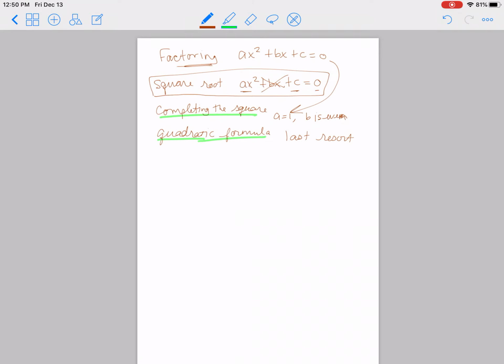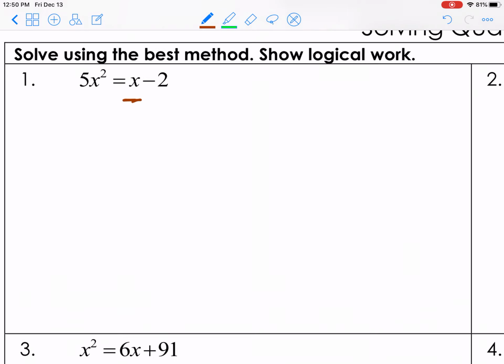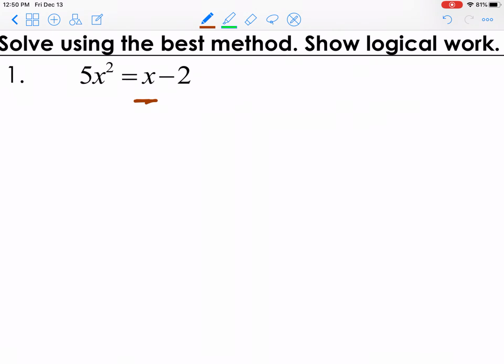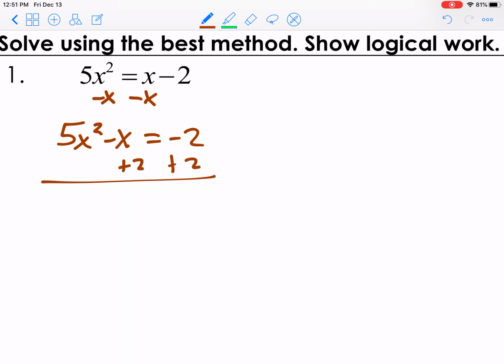Okay, so I'm going to look over here for ones that I can solve by factoring. I'm going to put this in standard form by subtracting x from both sides. Notice how 5x squared and minus x are not like terms, so when I subtract them, there'll be two different things there. And then I also want to add 2 to both sides. Again, 2 is not a like term to either of these, so we'll end up with 3 terms here.